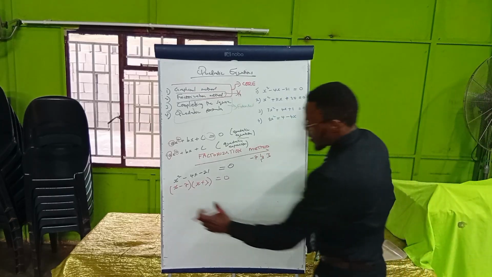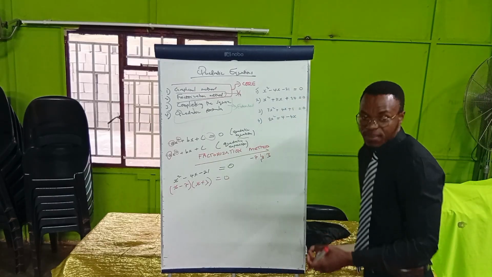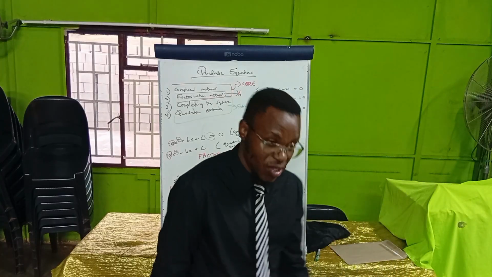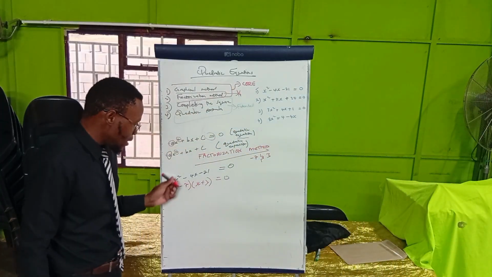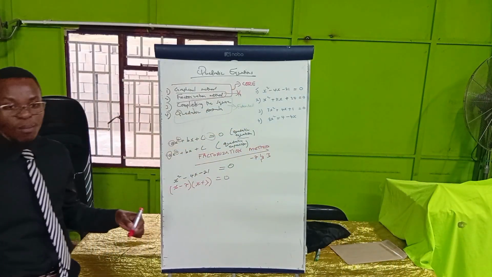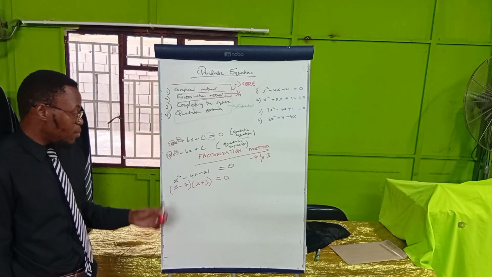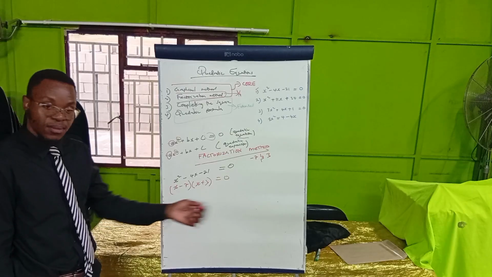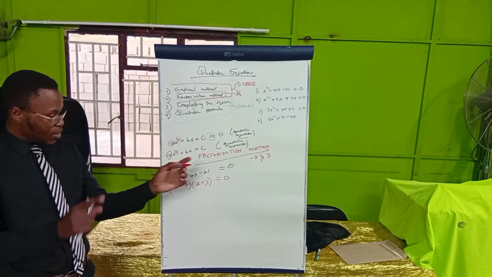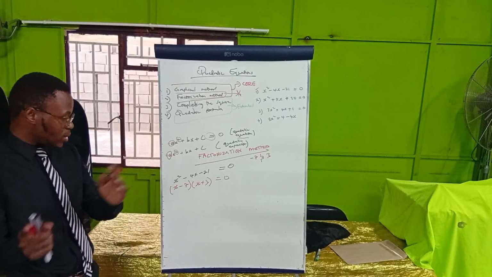And then this becomes a double bracket. In your spare time, you can always check that if you expand this, it will take you back to the original. Because the opposite of expanding is factorization, and the opposite of factorization is expanding. So it goes hand in hand.